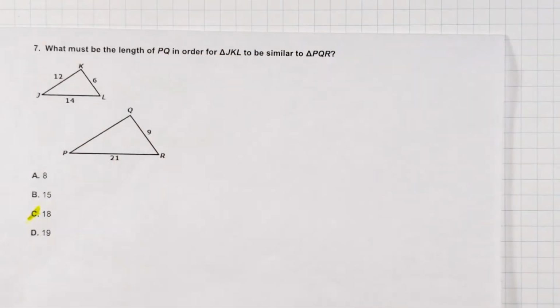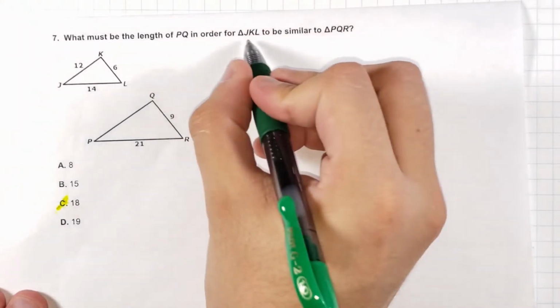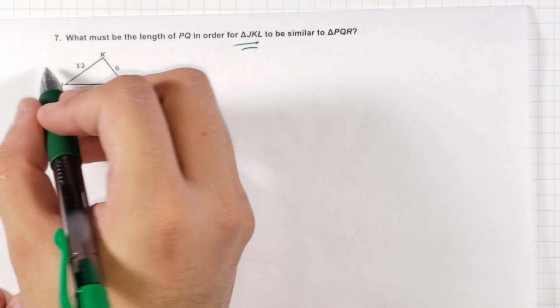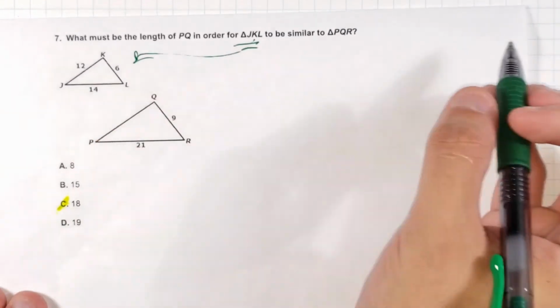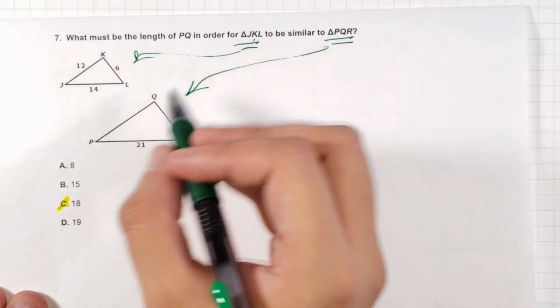Okay, awesome. So now we have this problem. It says, what must be the length of PQ in order for triangle JKL to be similar to triangle PQR? Okay, so we have triangle JKL, which is going to be this one, and then we have triangle PQR, which is this one. We want to find the length of PQ. That means this length here.